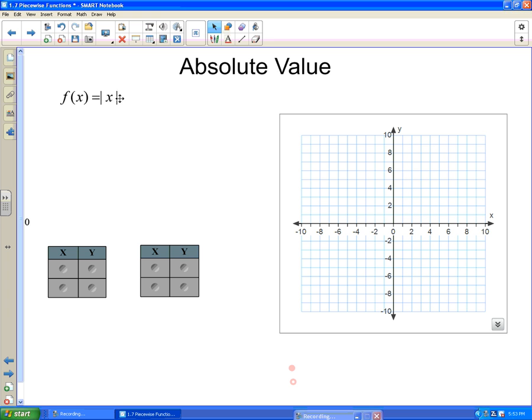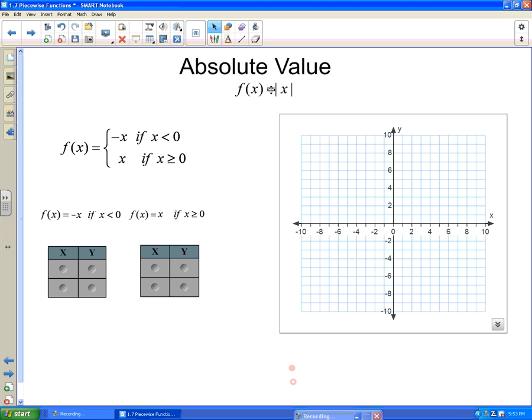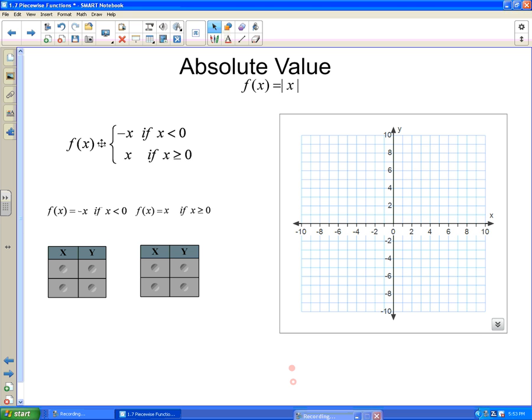If we think about the absolute value, f of x equals the absolute value of x, as being f of x would be negative x if x is negative, or f of x will be x if x is positive. We could break it down into 2 separate equations. So let's go ahead and do that.